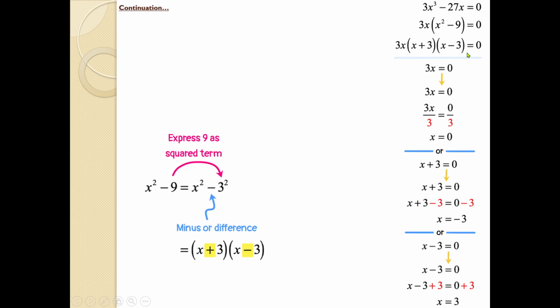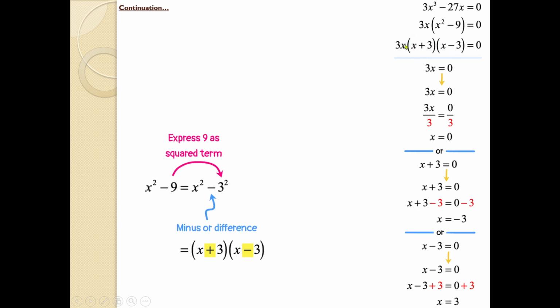Your computation is almost over, because here the answer is directly given in this step: 3x into (x plus 3) into (x minus 3) equal to 0. You have to find out the different factors. One factor is the common one, 3x. x plus 3 is another factor, x minus 3 is another factor.